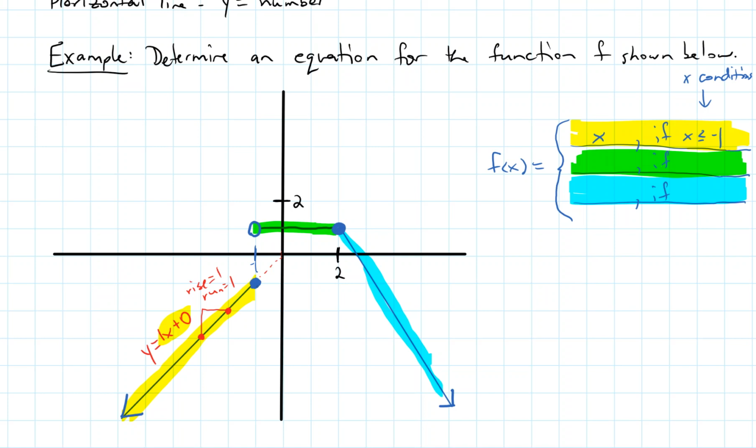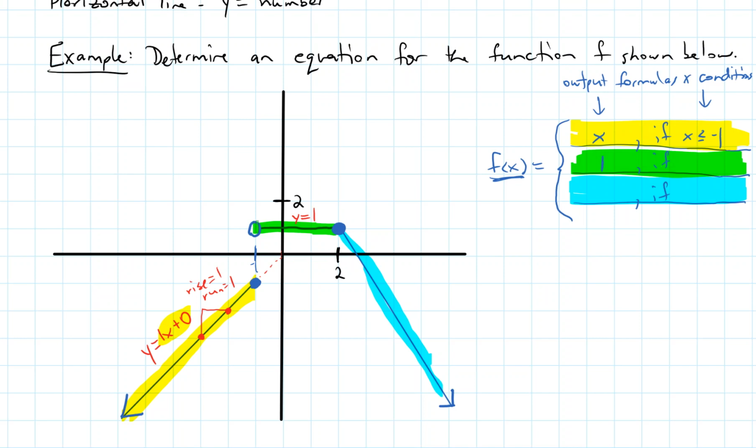Now let's look at the green piece. The green piece is pretty simple. It's a horizontal line, and it's just y equals 1. It crosses the y-axis at 1. So that means when I go to my piecewise defined function for the green piece, I have 1. Remember, these are my output formulas. And then what about the x values for the green section? Well, the green section happens between -1 and 2.